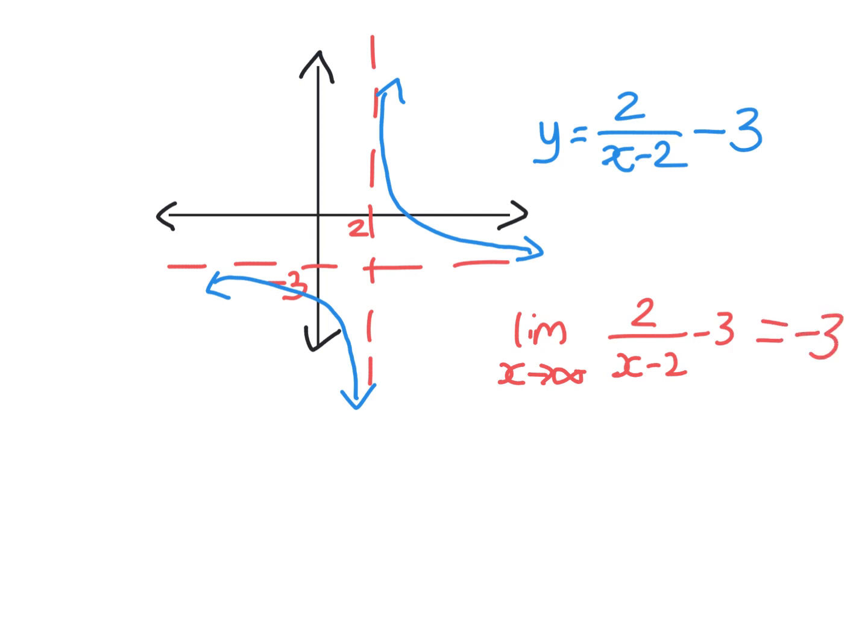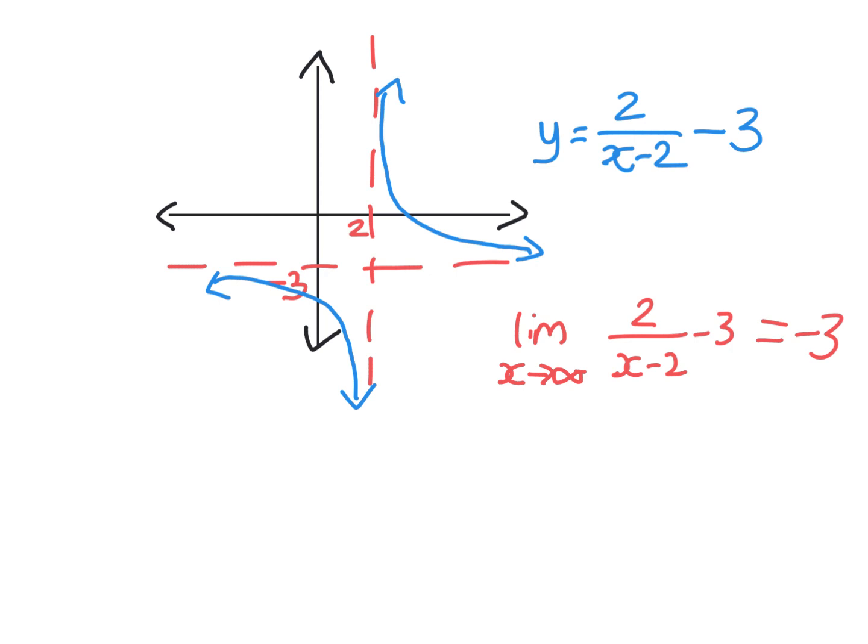See, what happens is as x gets larger and larger, 2 divided by a really, really large number gets you close to 0, so y is approaching 0 minus 3. So negative 3 is the limit, even though the function can never actually equal that value.